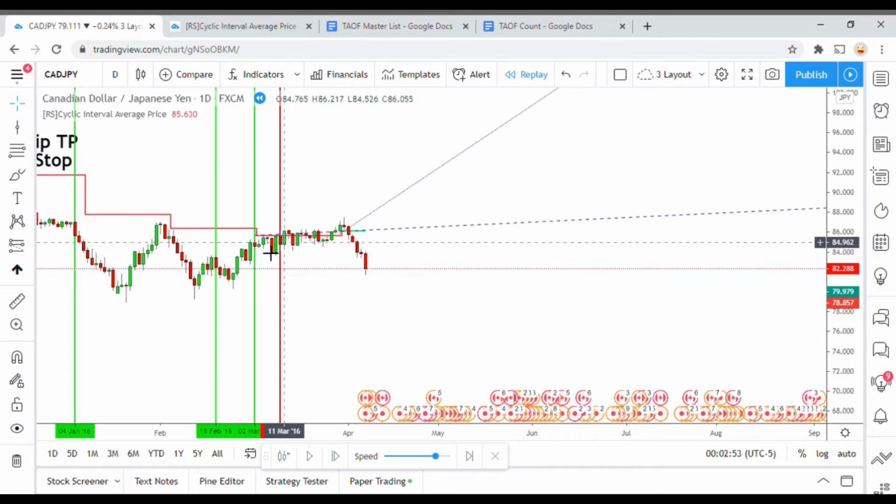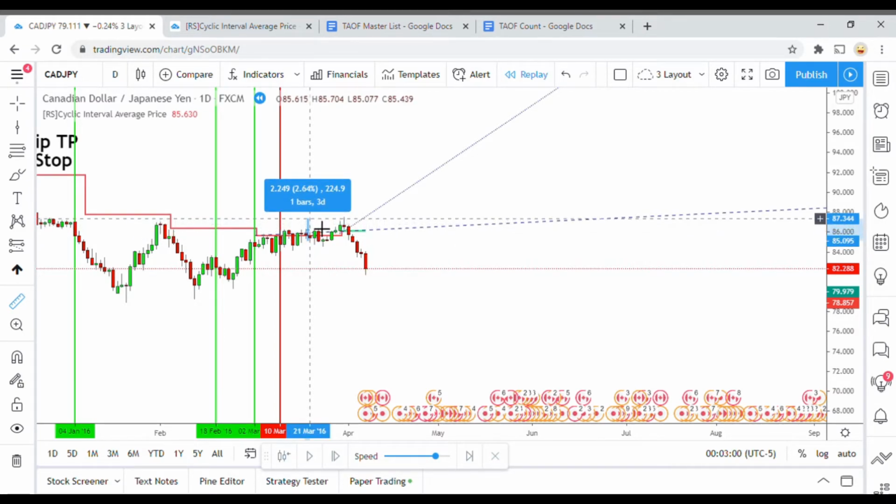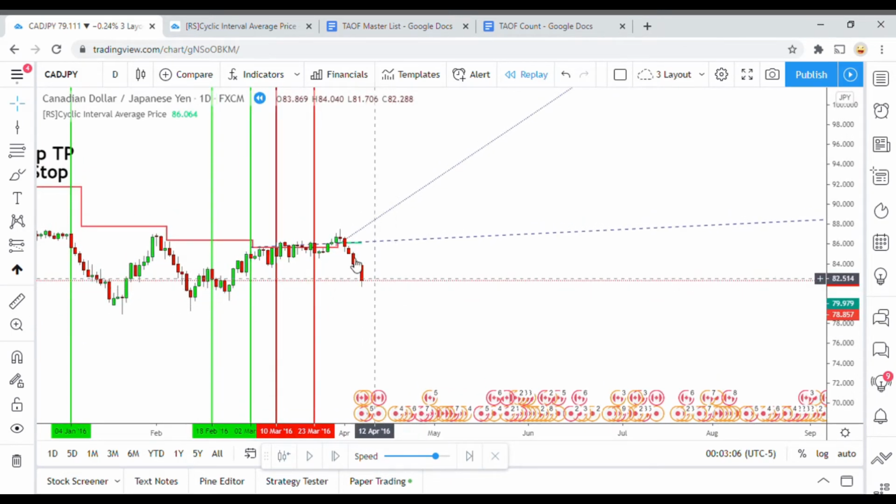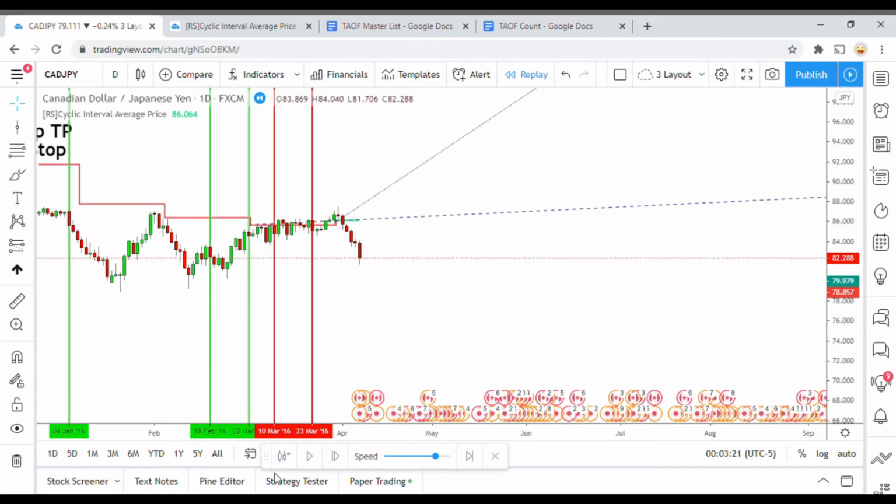Doesn't look like it broke down below. We get this one right here. That was an up and then down. Yeah. And we get this one here. So a punch up. Didn't drop, didn't give us a signal there. Okay.